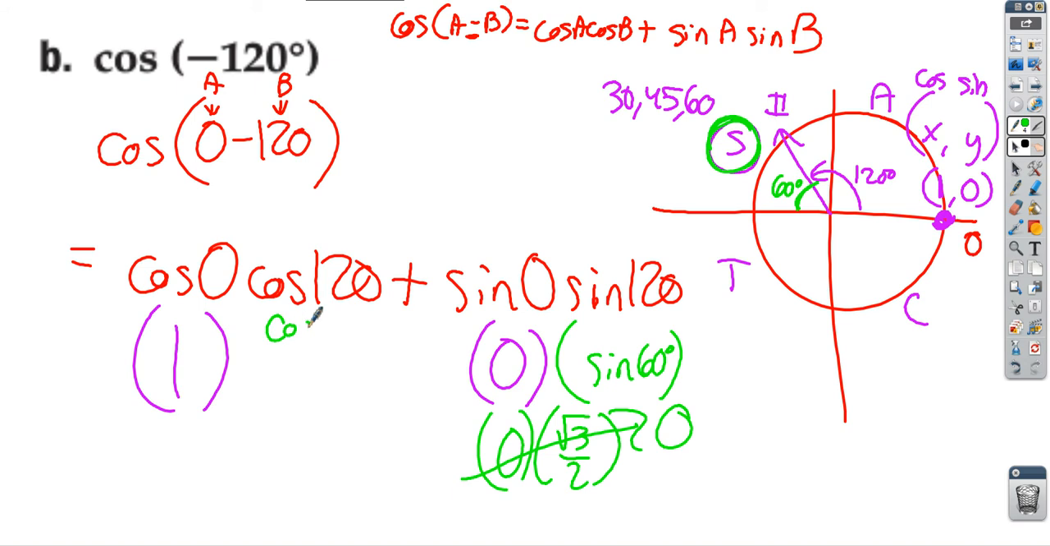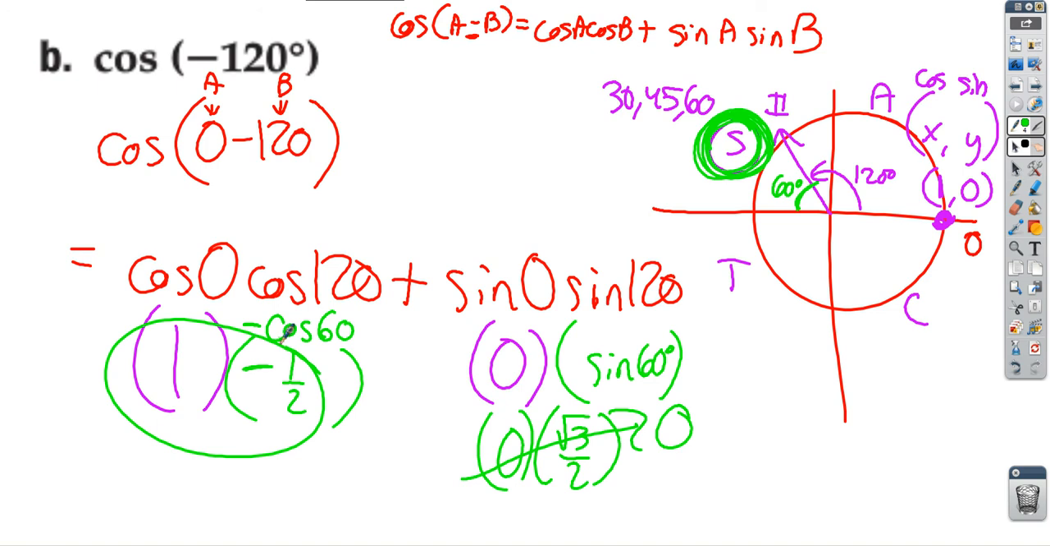Because that's what this is. Well, this 120 is like the cosine of 60, but it's negative. Why is it negative? Because 120 is in the second quadrant, and only sine is positive in the second quadrant. So the cosine of 60 is 1/2, but it's a negative 1/2 because it's actually 120. What's 1 times negative 1/2? It would just equal negative 1/2.